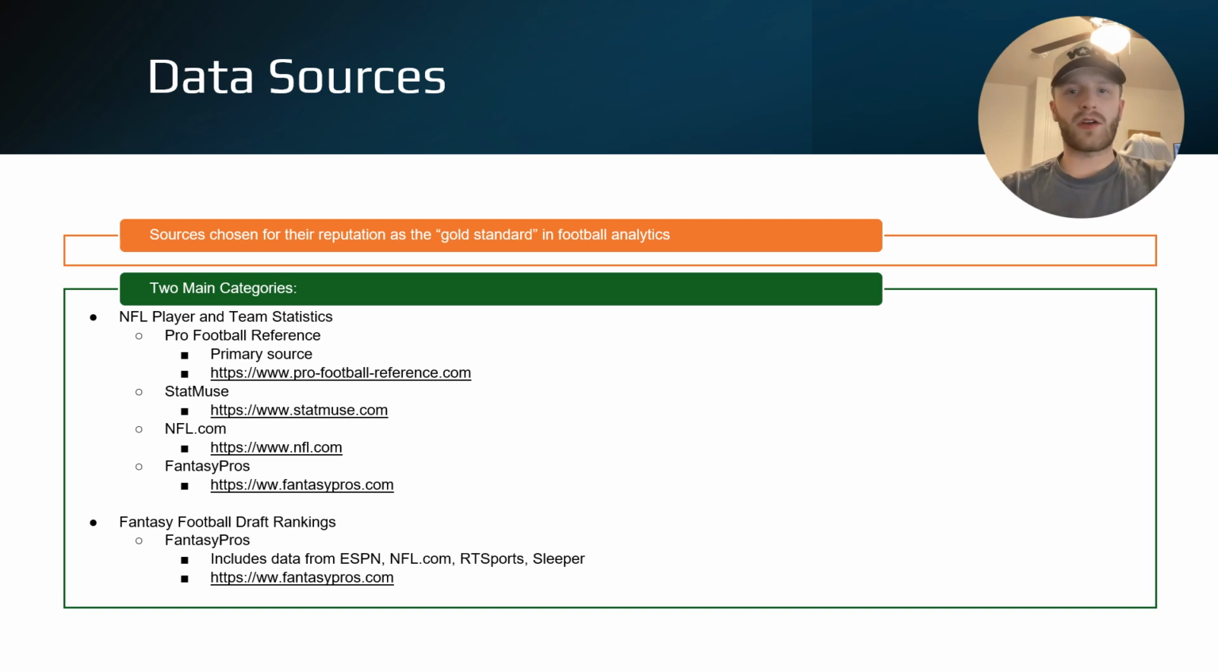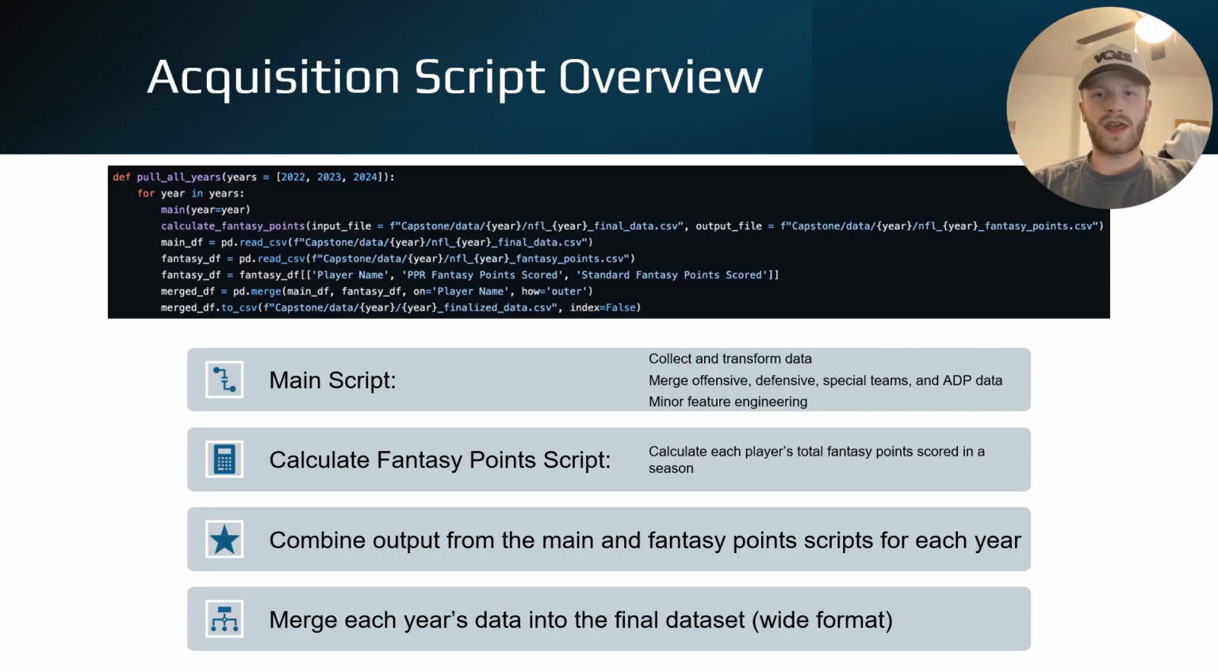The NFL player and team stats were pulled from 4 different sources: one main source, which was Pro Football Reference, and 3 supporting sources for statistics that were necessary for our fantasy points calculation, which we will address further down the line. The fantasy football draft rankings were pulled from Fantasy Pros, which contained average draft rankings from 4 massive fantasy football platforms.